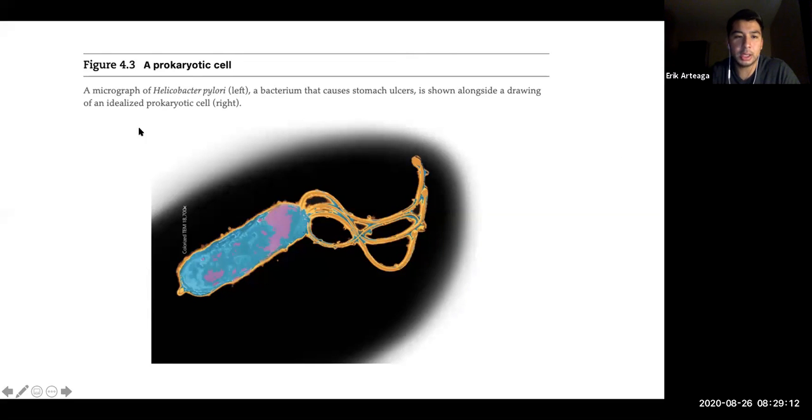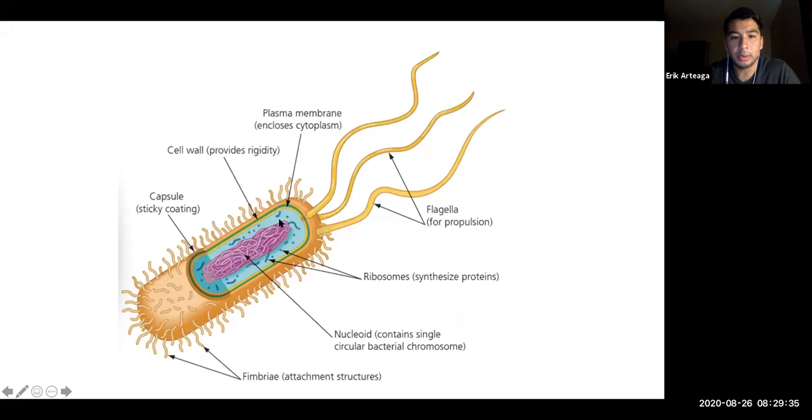All right, the prokaryotic cell shown here. So this is a micrograph of Helicobacter pylori, a bacterium that causes stomach ulcers. It also can cause stomach cancers. It's quite nasty. It is shown alongside a drawing of an idealized prokaryotic cell, right? So here you have a simple bacterium, and you have a flagellum, and here you have the analogous structure shown here. And again, remember that all cells have a plasma membrane.